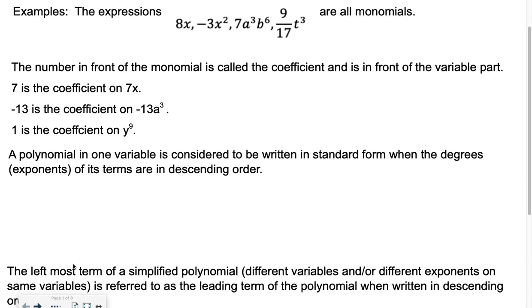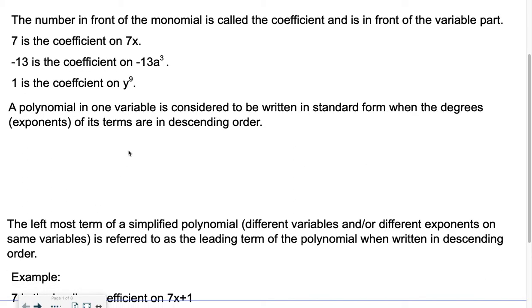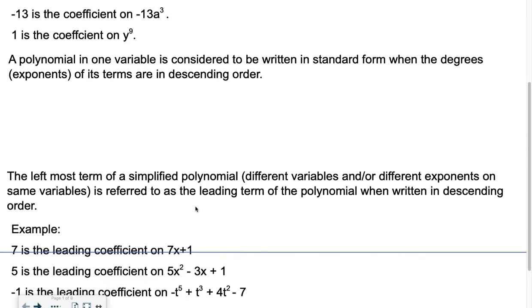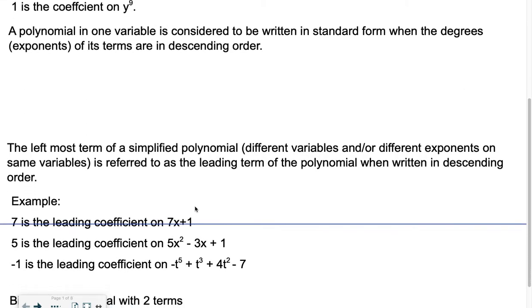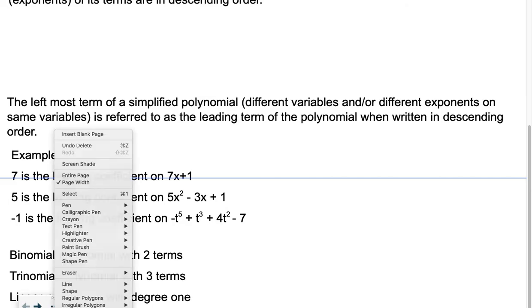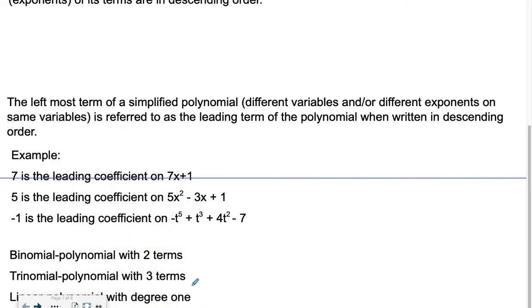A polynomial in one variable is considered to be written in standard form when the degree of the terms are in descending order. So I'll show you some examples of that down here. The leftmost term of the simplified polynomial is referred to as the leading term when written in descending order. I have to keep clicking the pen when I do this, so just bear with me as I go through this lesson.